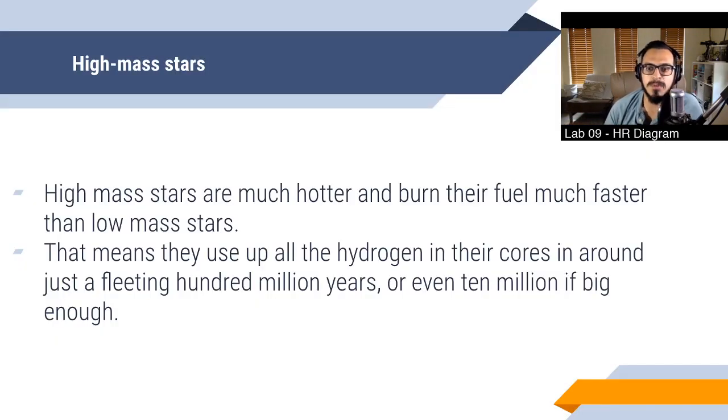High mass stars are much hotter and burn their fuel much faster than the low mass stars. That means that they use up all the hydrogen in their core in around just a fleeting 100 million years, or even 10 million years if big enough.